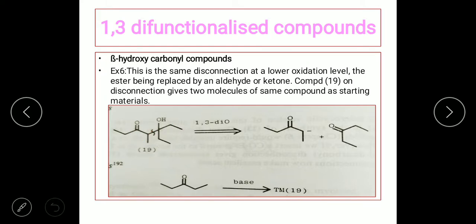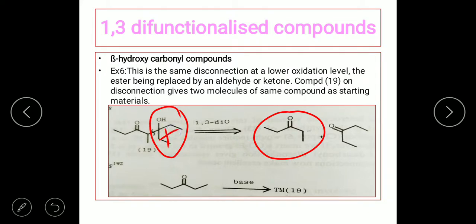Make sure that you disconnect just beside the hydroxyl group, that is the alcohol group. So once you disconnect in this way, we will be getting two synthons, one getting a negative charge on the ketone group as this kind, and the other would be a positive cation, that is, the carbon bearing the hydroxyl is going to get a positive charge.